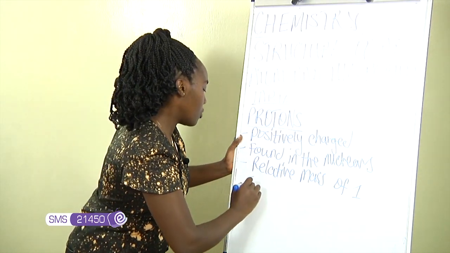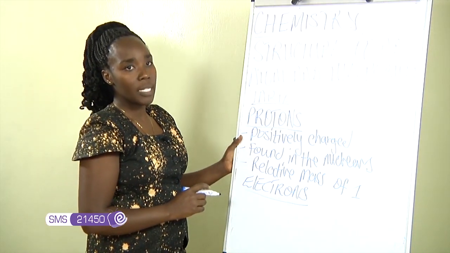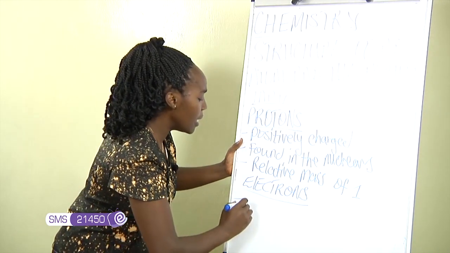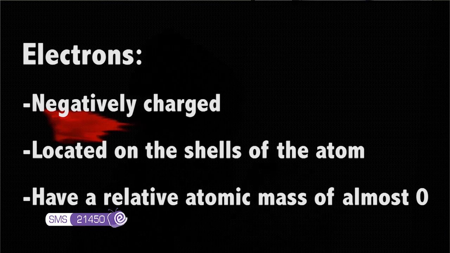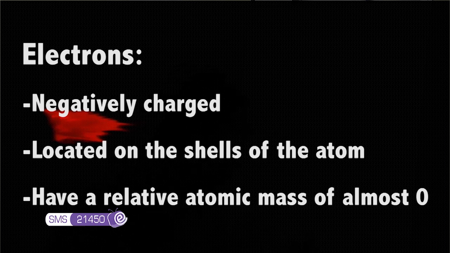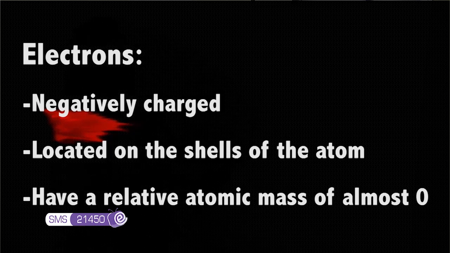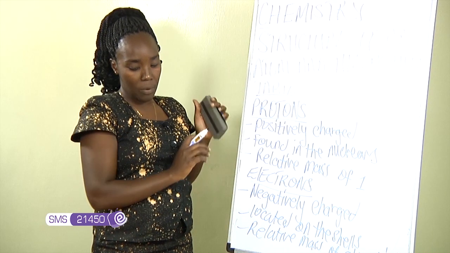We go to number two, the electrons. Electrons are also found in an atom, and we talk of them being negatively charged. They are negatively charged particles that are found in the structure of an atom. Number two, they are located on the shells of the atom. Number three, they have a relative mass of almost zero. So those are electrons that are found in an atom.